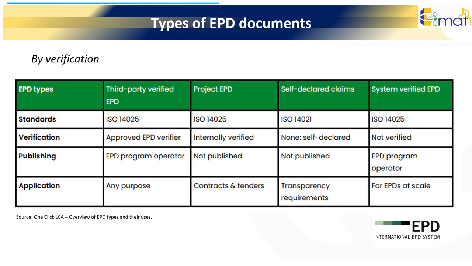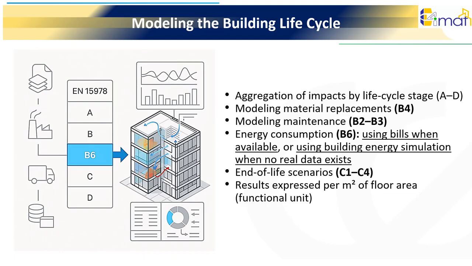In a building LCA, we organize every component and process into the lifecycle stages defined by EN 15978. We model material replacements, maintenance requirements, and end-of-life processes such as deconstruction, transport, and disposal. An essential part of the assessment is Module B6, which captures the building's operational energy consumption. If we have access to real data, such as electricity or natural gas bills, this provides the most accurate basis.